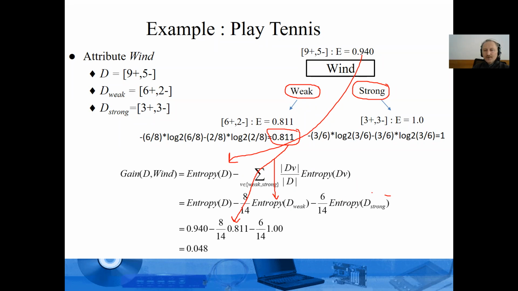What is the entropy of D strong? We already calculated it here: 1. We'll plug this value into this place and then into this place. What is the size of the weak subset? 3 plus 3, 6. What is the size of the whole set? The bar means size: 14.